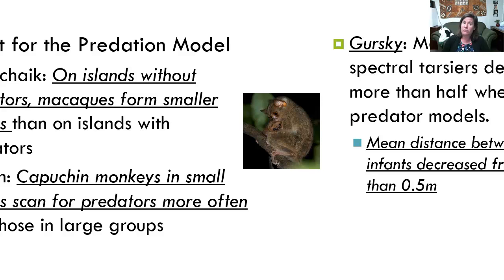And Gursky found that the mean distance between spectral tarsiers decreased by more than 50% when exposed to predator models. That is, they're aggregating more and more, forming a group when exposed to predator models. Once again, this provides some support for the idea that predation pressure is the major determinant of groupings among primates.